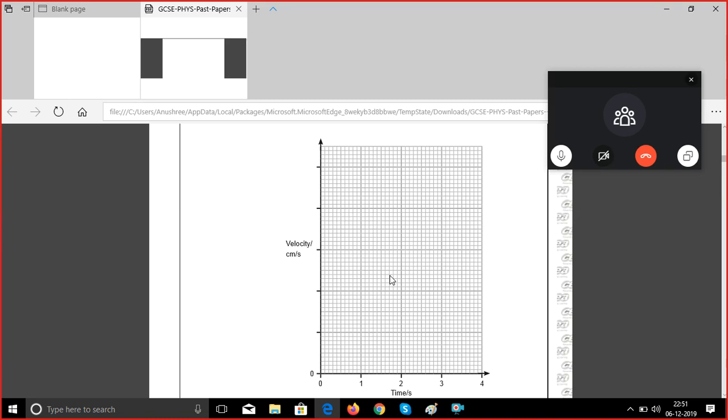So I need to draw it during the 4 seconds of its motion. So final is 24, like its initial is 24, and final is? Final is 0. So it goes from 24 to 0. And you have to find the time, like at which time the velocity was 24 and at which time the velocity was 0.